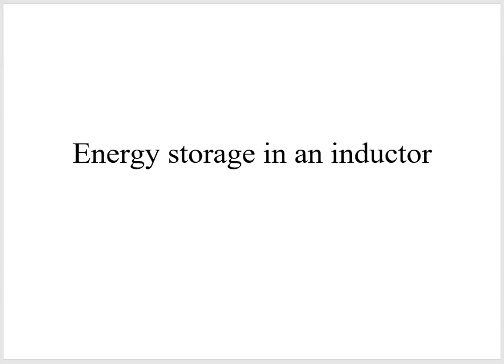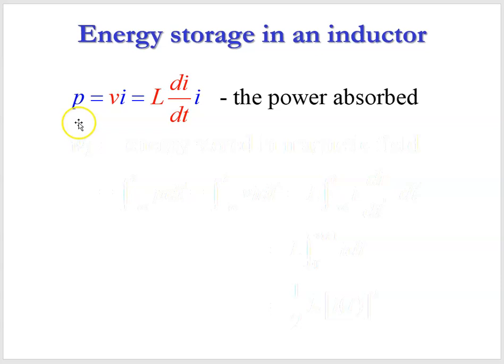The energy stored in an inductor. We know in electrical circuits, we like to look at the power. So we know for all electrical components, the power is equal to the voltage times the current. Well, the voltage across the inductor is L di/dt, or the inductance times the rate that the current is changing with time. So if we multiply L di/dt times i, we can also get to the power absorbed in an inductor this way.